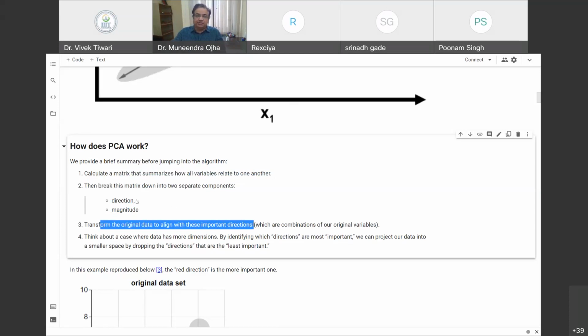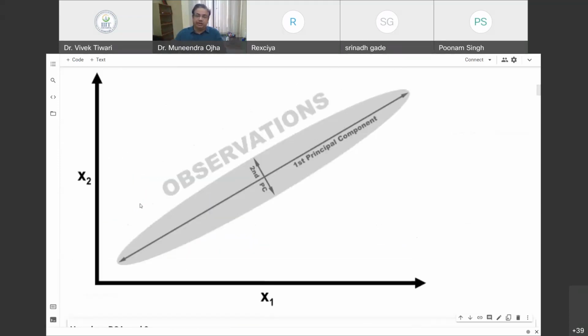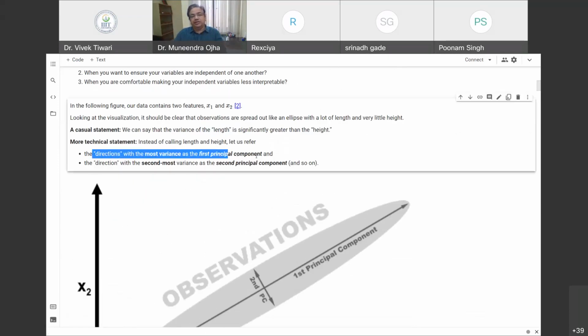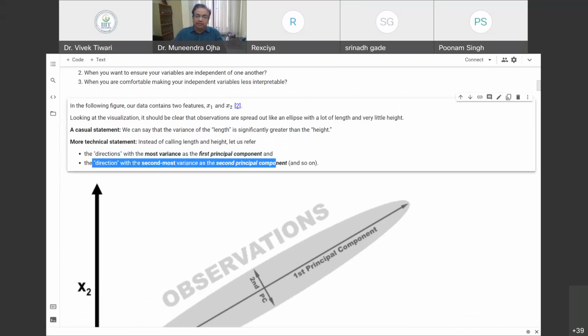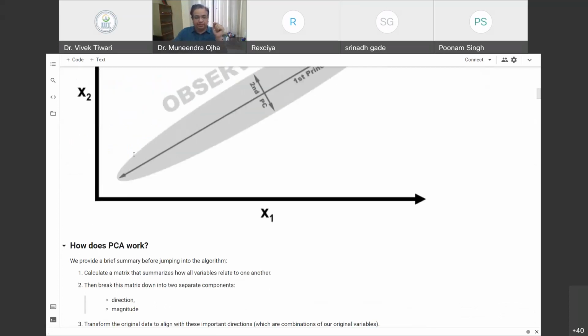First of all, we find the direction. When we find the direction, we transform our original data to align with these important directions. Remember the important direction again: the direction with the most variance is the first principal component, and the direction with the second most variance is the second principal component. From here I am taking the term direction, and I'll always be talking in terms of direction.